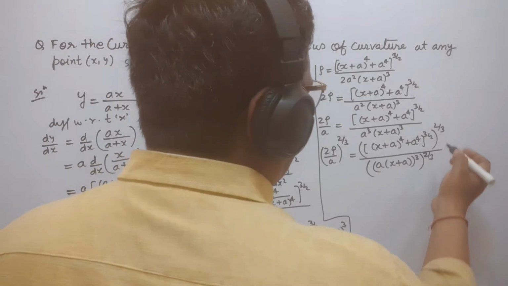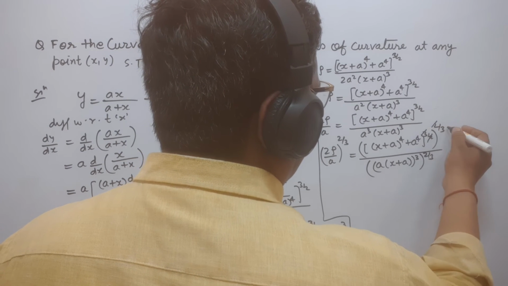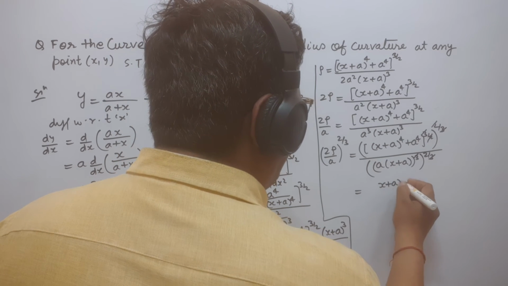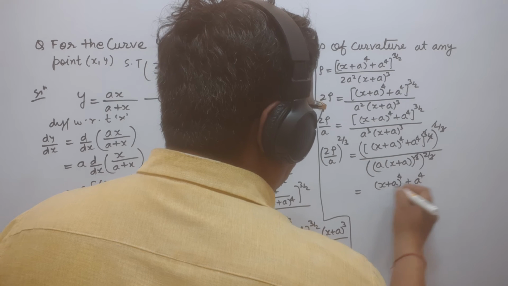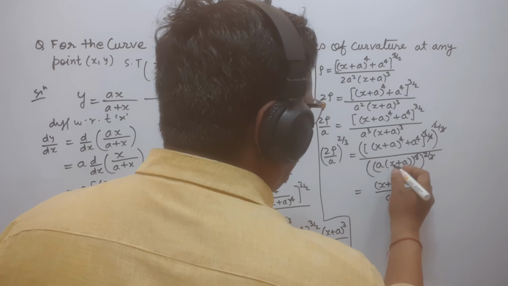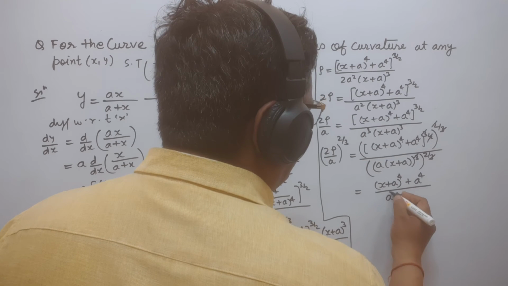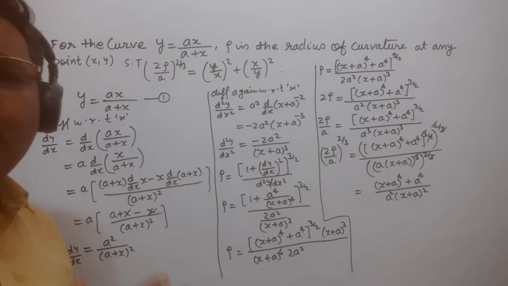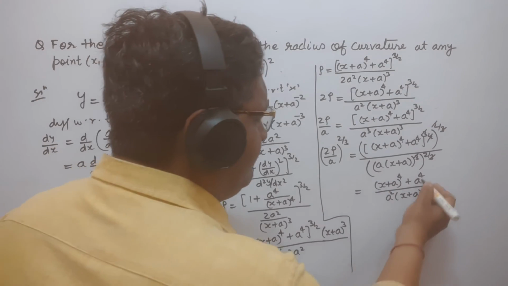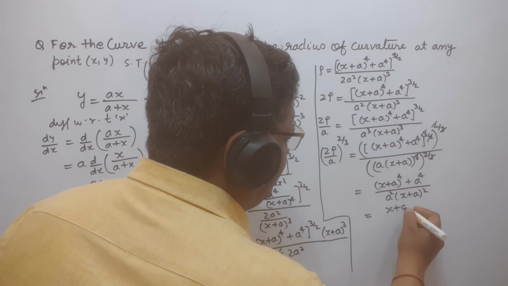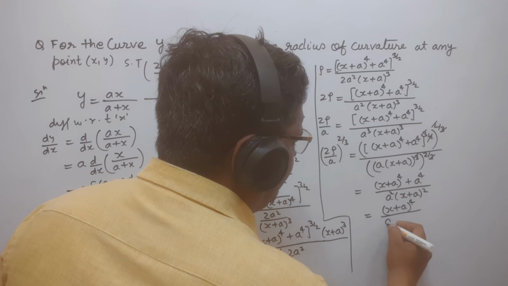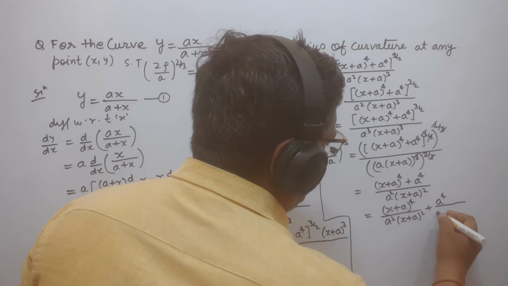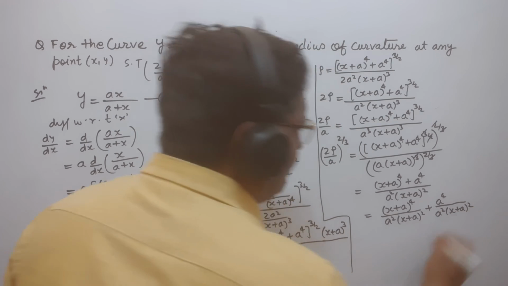Now we can see here this 2 cancelled by this 2 and this 3 cancelled by this 3 and this 3 is cancelled by this 3. So we write here (x plus a) whole power 4 plus a to the power 4 divided by a, here a multiplied by (x plus a) whole square. So this is a square and (x plus a) whole square. Now we bifurcate this term. So this upon this plus this upon this. So we write here (x plus a) whole power 4 divided by a square and (x plus a) whole square plus a to the power 4 divided by a square and (x plus a) whole square.